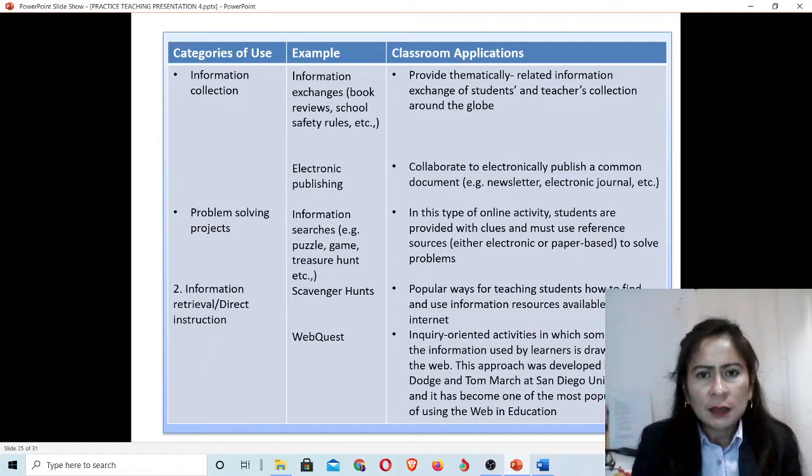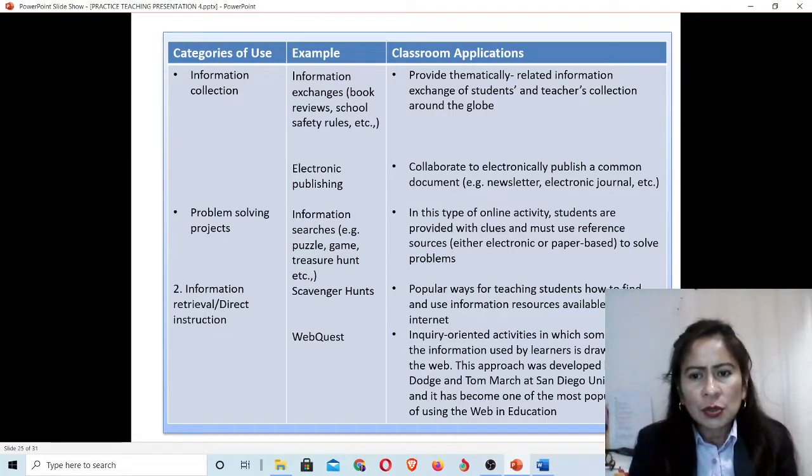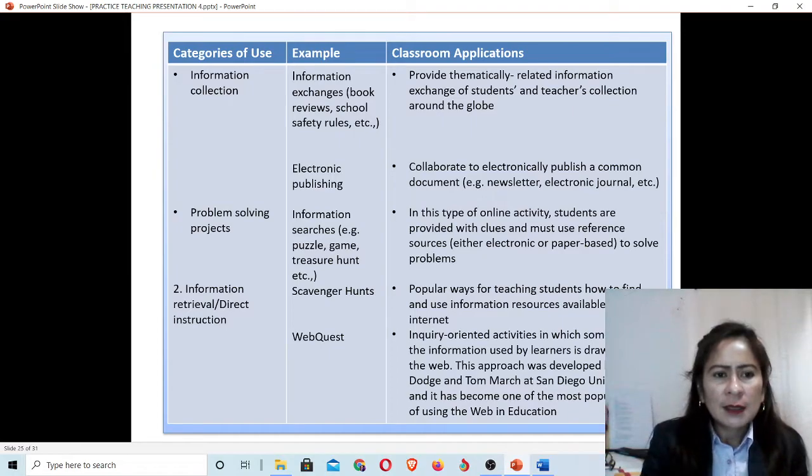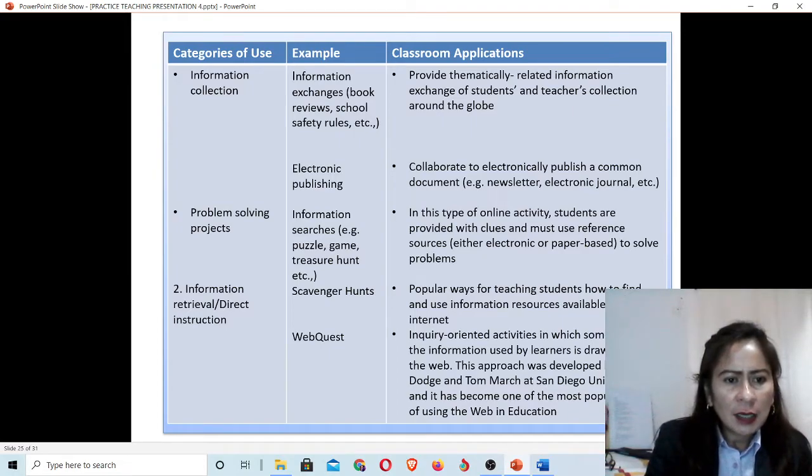The classroom application of this type of online activity is that students are provided with clues and must use reference sources to solve the problems. Second, information retrieval or direct instruction.